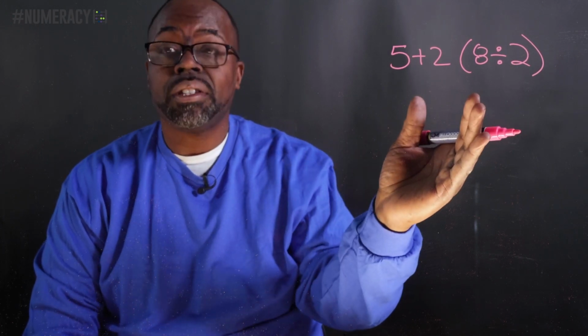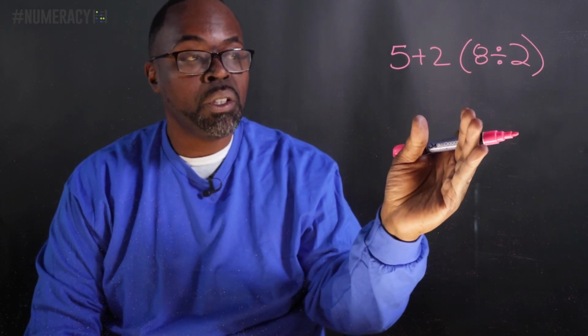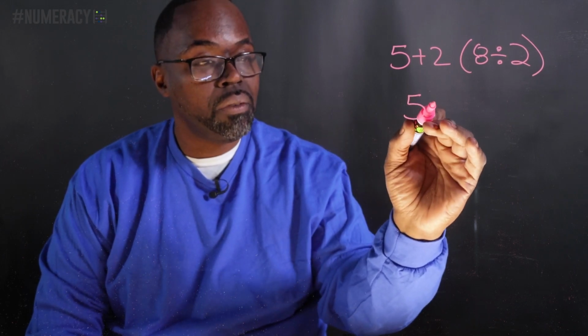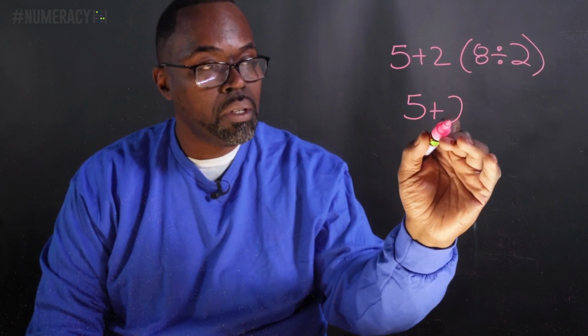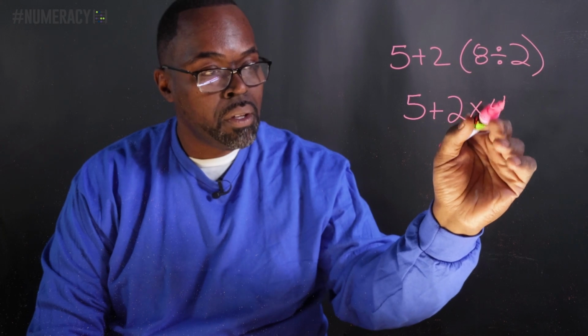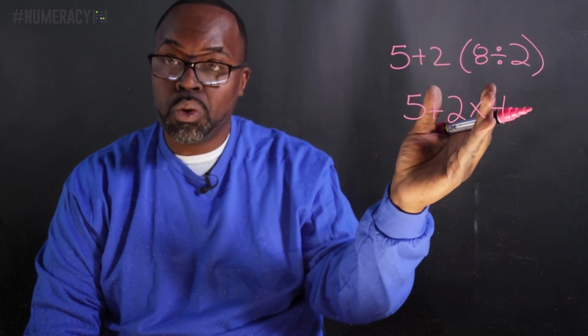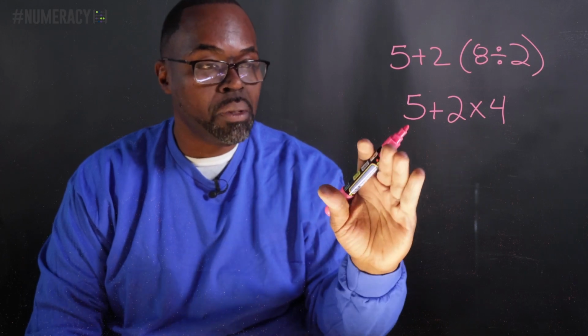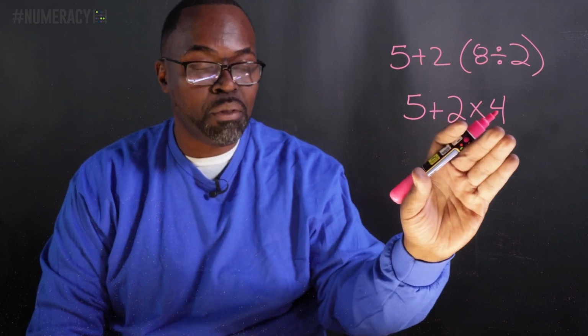The parentheses tell us that the first thing we're going to do is solve what's inside of the parentheses. This leaves us with 5 plus 2 times 4, because 8 divided by 2 is 4. So now we have the expression 5 plus 2 times 4.